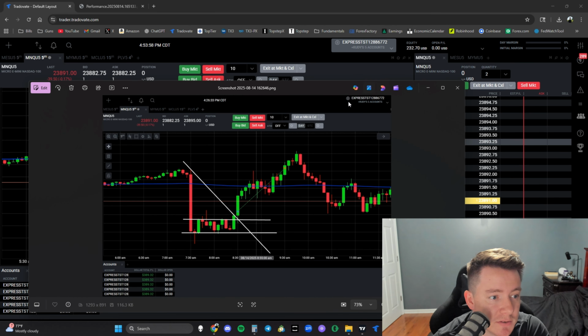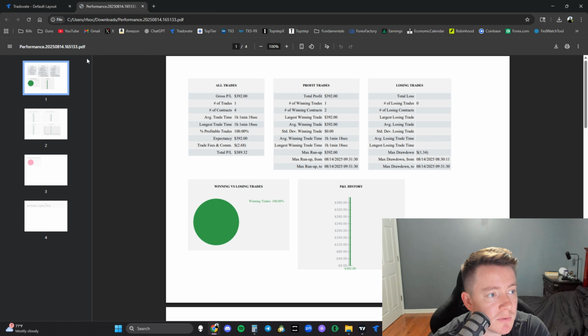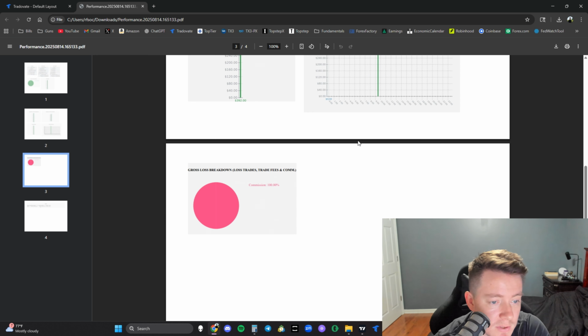You can see the accounts here. I've got 772, 772, and it's exactly what I just mentioned as far as where the trade is. I was also able to download this, which shows my exact breakdown of the trade. I had 392 profit on 5 accounts. Did have a total of $2.68 for fees and commission, so 389.32. I was in this trade for a little over an hour, 1 hour, 1 minute, 18 seconds. And you can see my stats there.